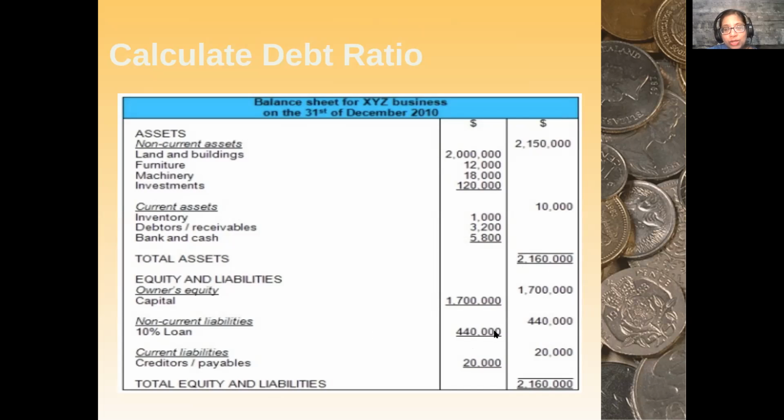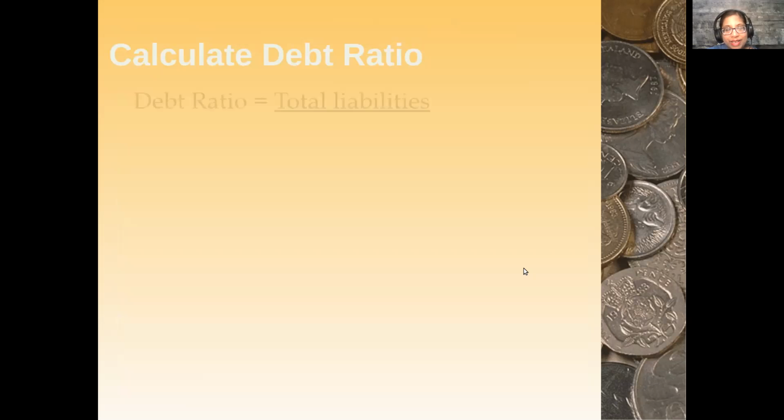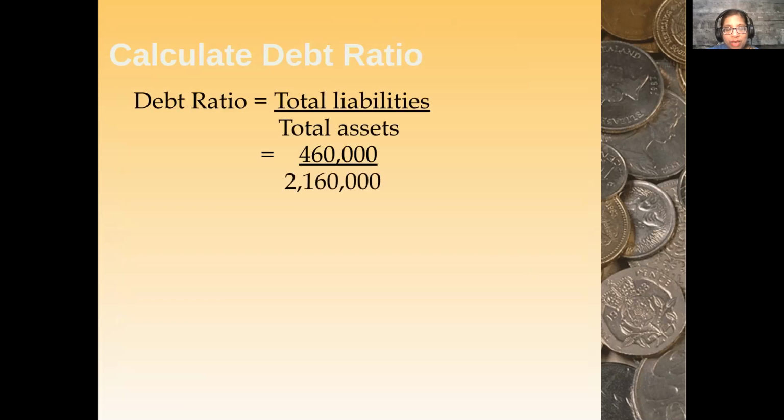All right, so it's 460,000 divided by 2.16 million. All right, and you can use your calculators to figure out what that debt ratio will be. It's 21%. Okay, so if another company had a debt ratio of 50%, which situation is better? A debt ratio of 21% or a debt ratio of 50%? What do you think? Well, that ratio of 21% will be better for the company because it's lower and safer. All right. Okay. So far, so good, right?